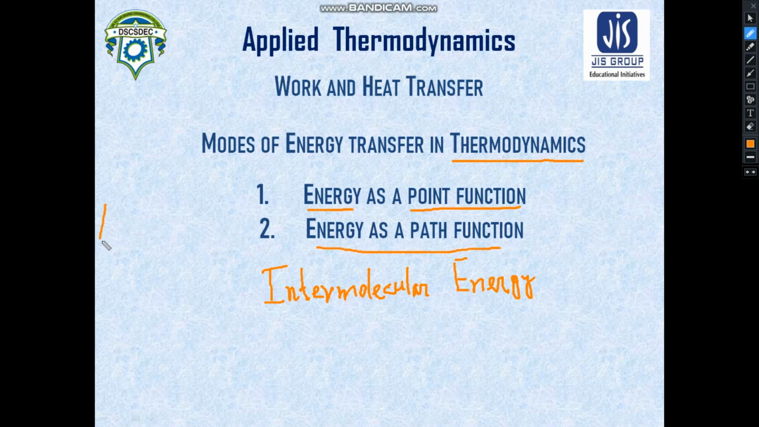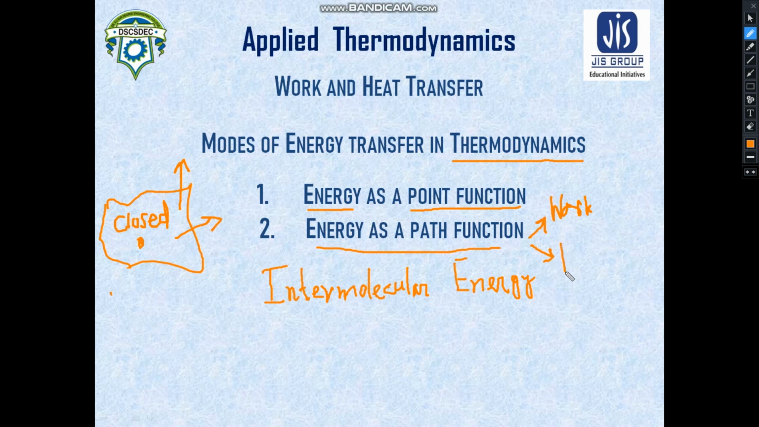So let us consider a closed system. This is a closed system. This system has a kind of internal energy already within itself. This is the point function, and there will be some kinds of energies which will cross the boundary. That type of energies are work transfer and heat transfer.